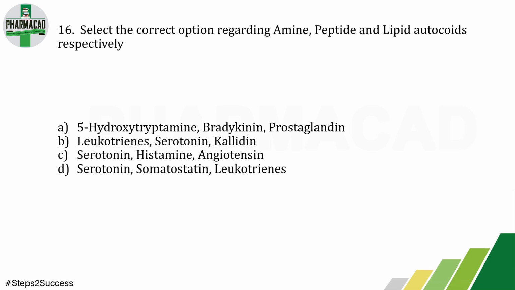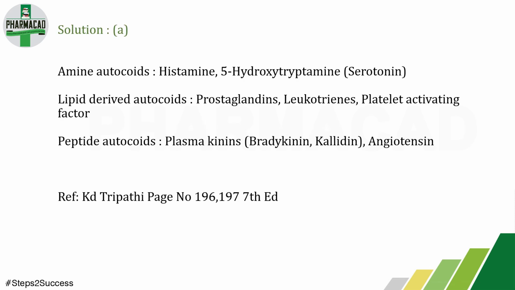Next question. Select the correct option regarding amine, peptide and lipid autocoids respectively. Here you need to know the classification for amine autocoids, peptide autocoids and lipid autocoids. The combinations of statements are: 5-hydroxytryptamine, bradykinin and prostaglandin; leukotrienes, serotonin, kallidin; serotonin, histamine, angiotensin; or serotonin, somatostatin, leukotrienes. Let's look at the solution for this. You need to know the classification as I said.